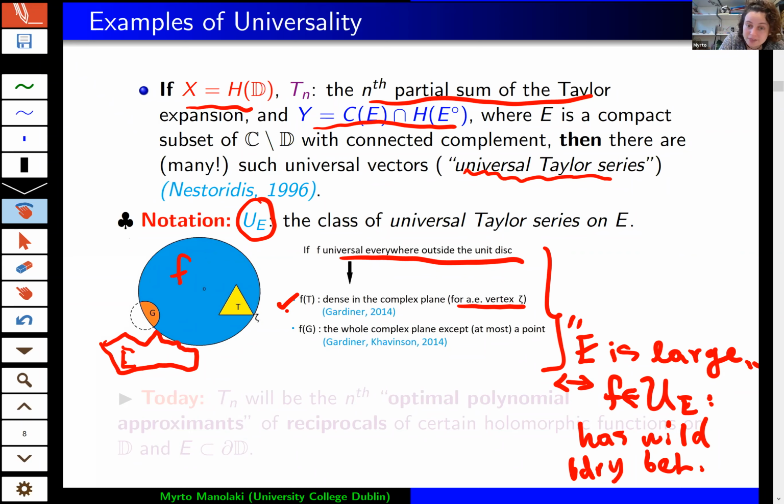2014, using potential theory. And more recently, Gardiner and Khavinson collaborated to show that if you replace the triangle with a disk centered at a point on the unit circle, the image is going to be everything except at most one point. So it's a Picard type of property. So they have very, very chaotic boundary behavior.